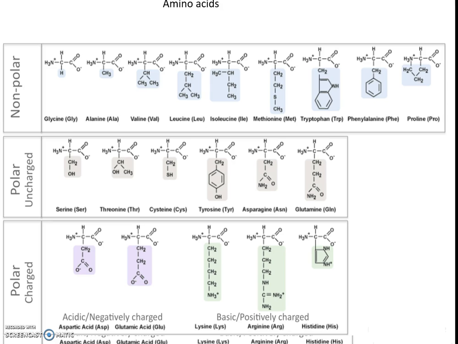Now, here we see actually all 20 amino acids, and we see what they all have in common. They all have the amino group, central carbon, the hydrogen, the carboxylic acid. But what we see highlighted in each of these is the R groups, and the R groups are what make one amino acid different from another one. Now, notice that we put these in different categories into nonpolar, polar uncharged, and polar charged.